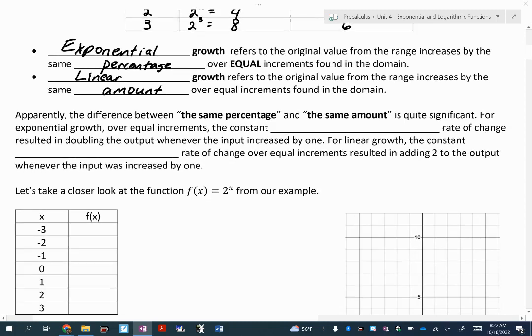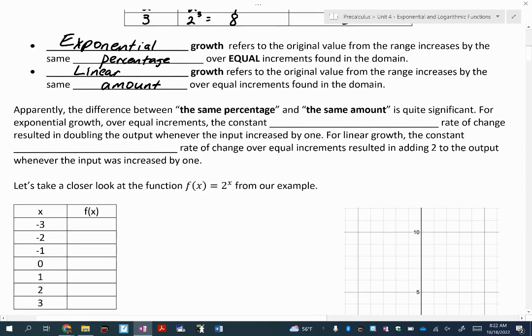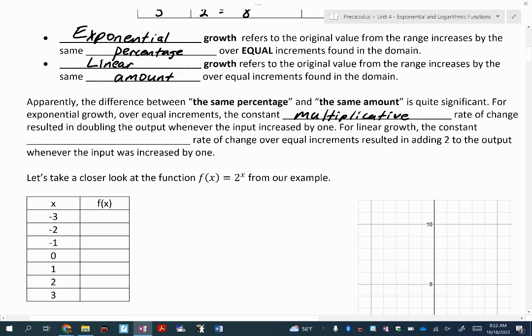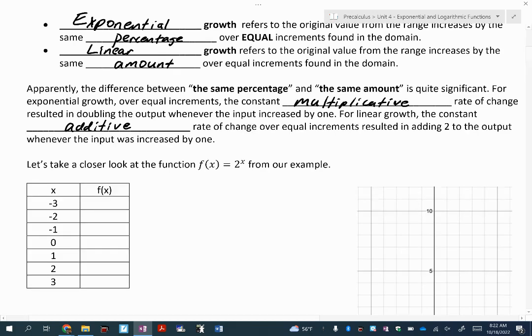All right, so this is significant, right, for exponential growth over equal increments. The constant multiplicative, right, you can see we're multiplying by 2, or in the case of getting more negative, dividing by 2, right, getting smaller. All right, but in terms of the linear growth, this is called the additive rate of change because you're just continuing to add or subtract 2 from each value. All right, so it may not make a huge difference when you're focused around the origin, but obviously as you move further away, it's going to be a big difference.